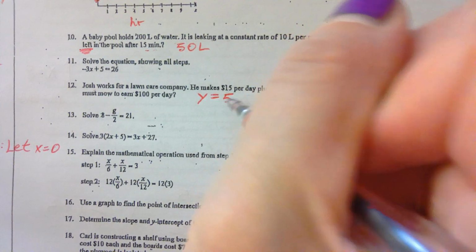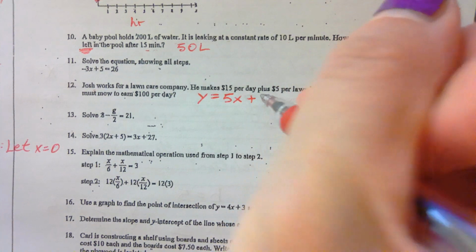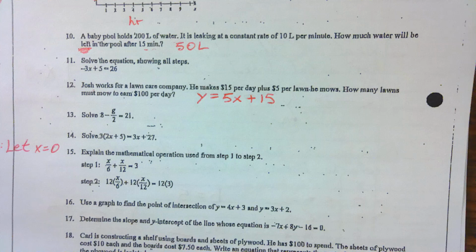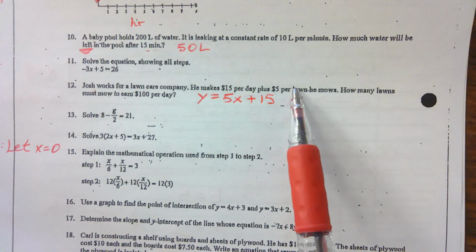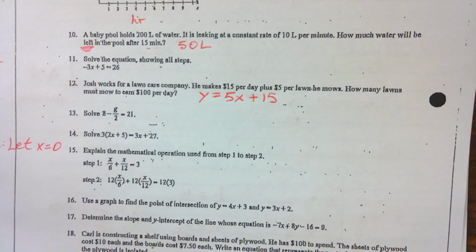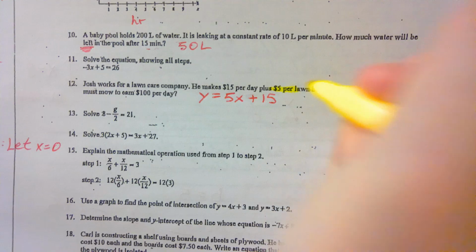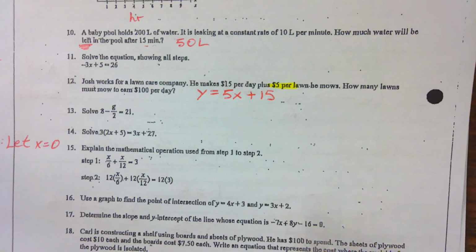$5, so 5x. And how much does he get each day? 15, so plus 15 like this. Okay, so there you go. This question is tricky because they have the per day and per lawn in the same question. How I've always taught you guys is to look for the per word to know which one has the x and which one is the y and which one is the constant and so forth.